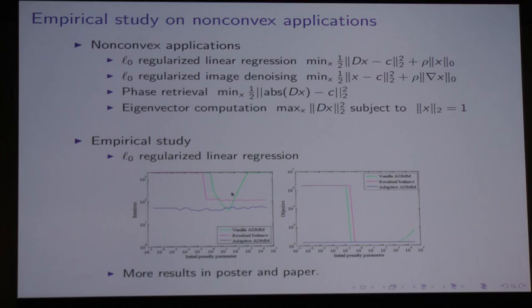More results can be found on the poster. We found that the penalty parameter is very important for both convergence speed and the quality of your solution. And some recent adaptive ADMM methods seem to work quite well for those problems.